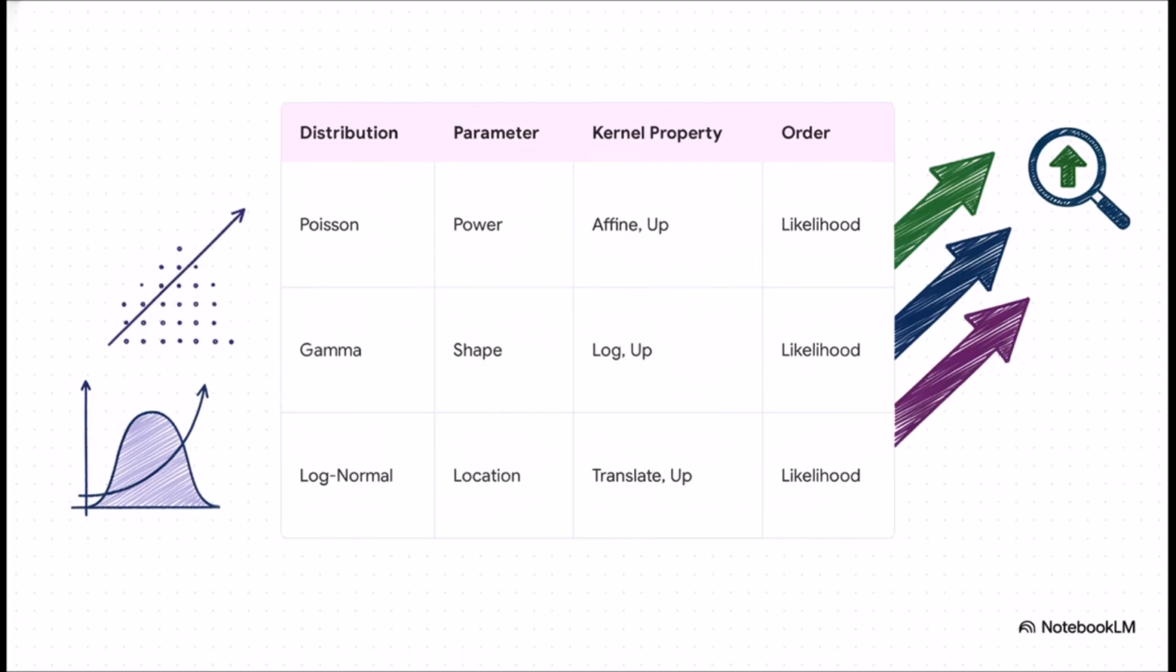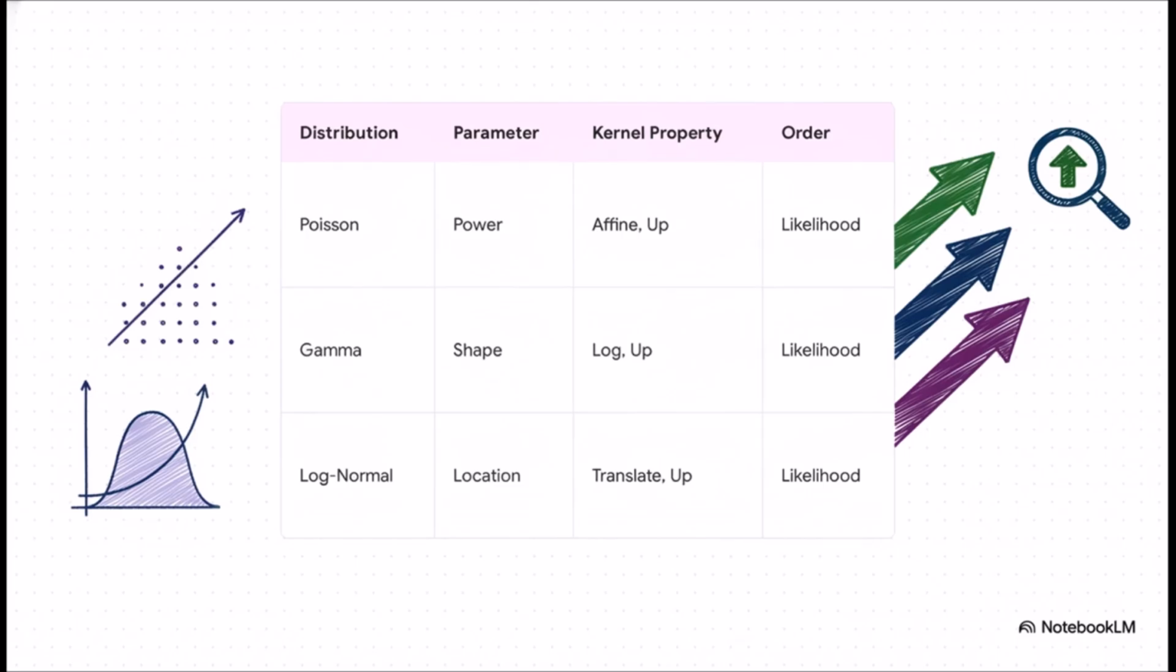Let's look at this table and deconstruct it row by row. Testing familiar distributions becomes almost trivially efficient. Take the Poisson distribution. Its parameter type is a power parameter. When you extract its kernel, you find it is simply an affine, non-decreasing line. Since it is cleanly non-decreasing, boom, you immediately guarantee a likelihood ratio ordering.